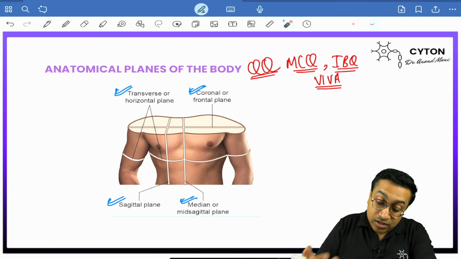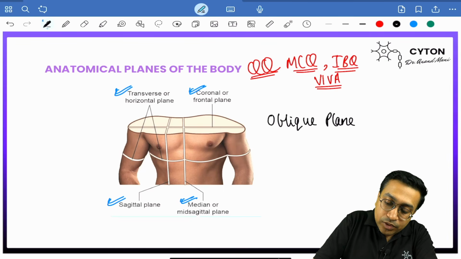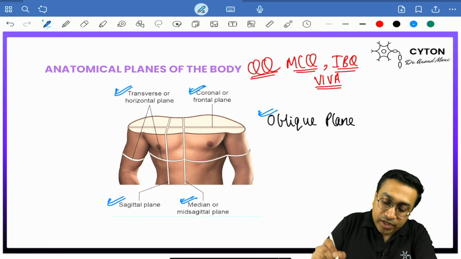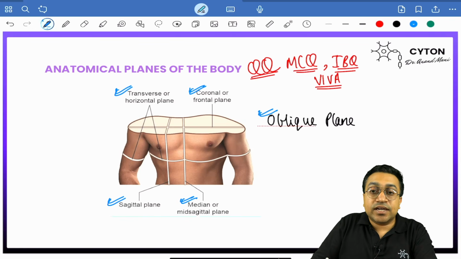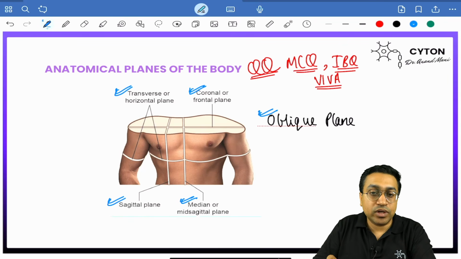Another plane which is not shown in this image, there is another plane, that is oblique plane. This you will hear more importantly in the x-rays. That is any plane other than coronal, transverse, sagittal, mid sagittal is the oblique plane. So that is another plane. So I hope it is clear to you, the planes.